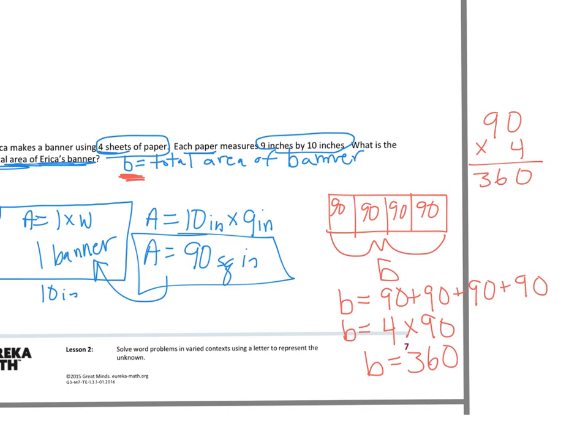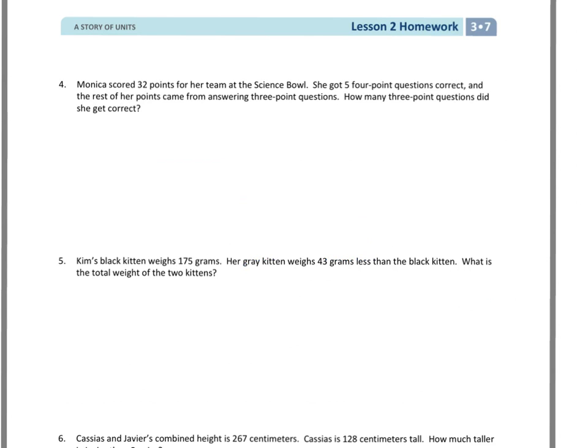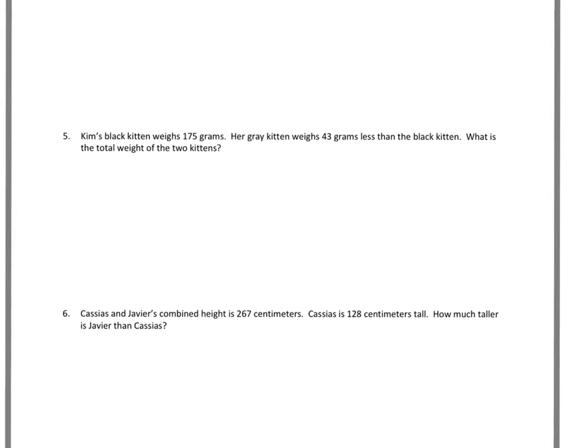And I can't forget my units, which are square inches. Now, that's my calculation, but that's not my answer, because I need to have my answer statement. And there's my answer statement there. The total area of the 4 banners is 360 square inches. Let's take a look at the next page. And I'll be looking specifically at question 5. So we'll slide to 5 here.